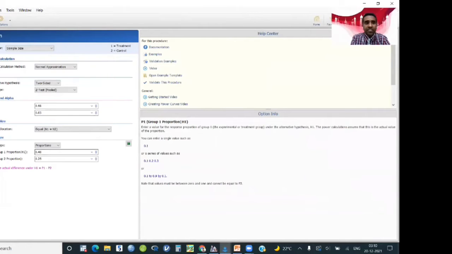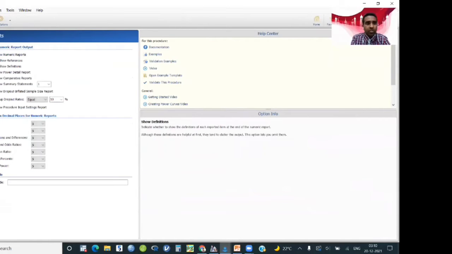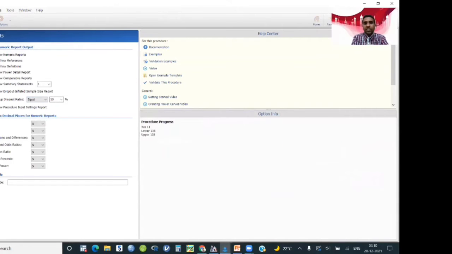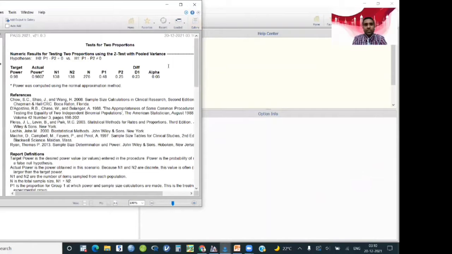And what is the dropout percentage? It is 10%, I believe, right? So let us go to the dropout. I am keeping it as 10%. Okay. So calculate it. So what is the sample size required?